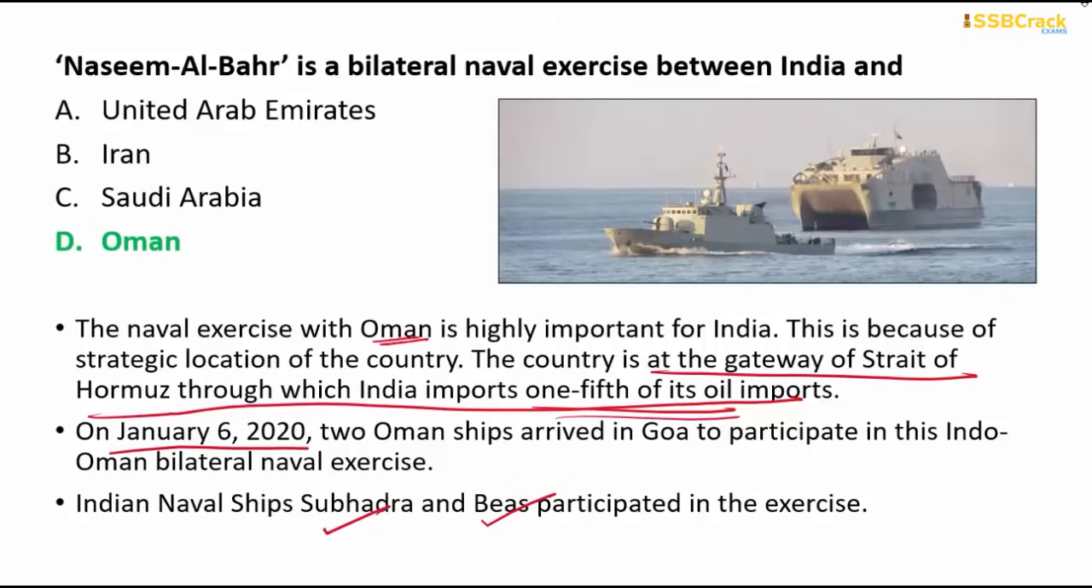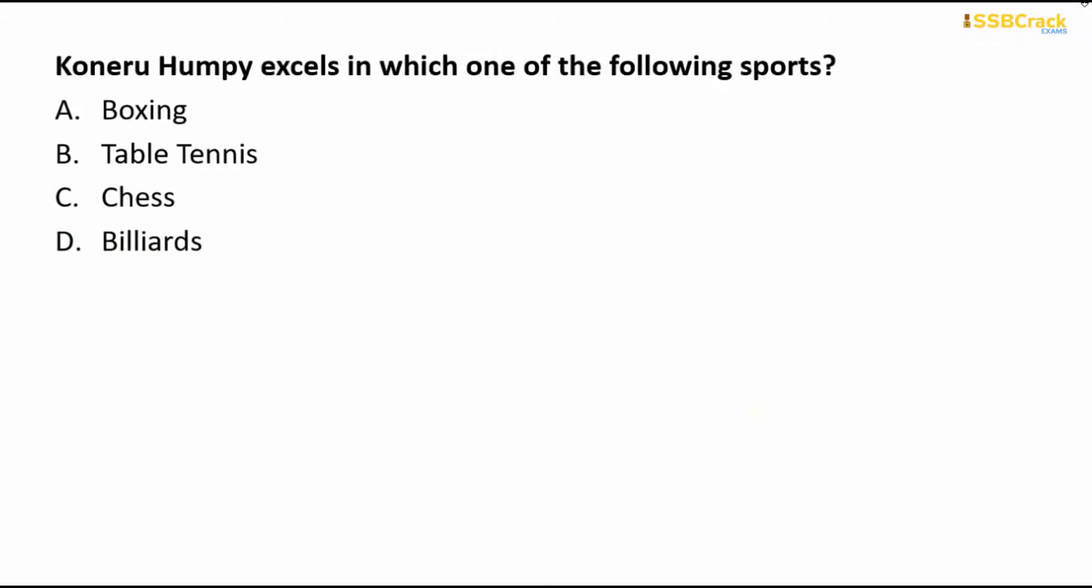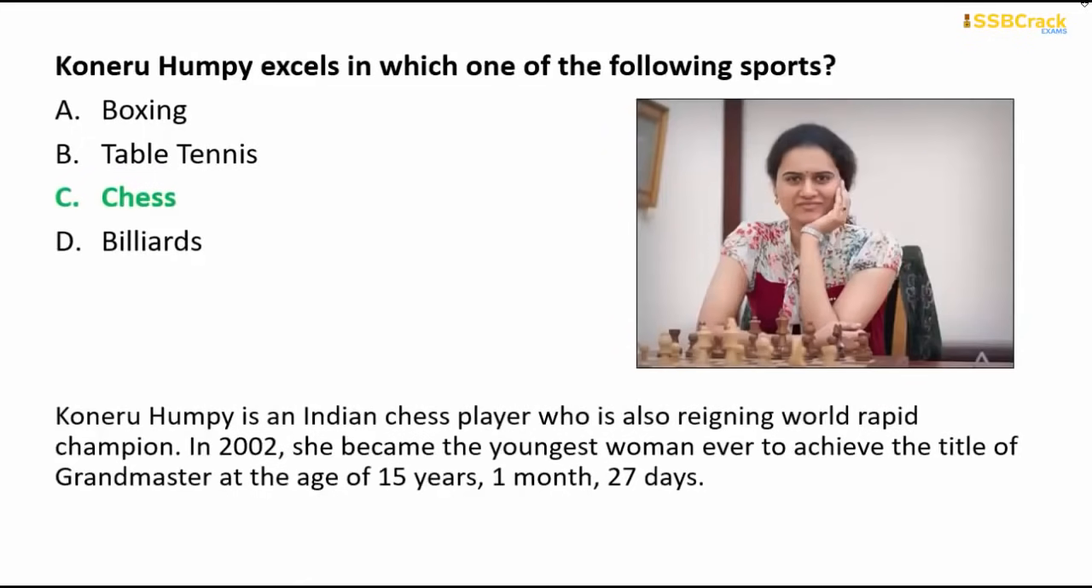Going through the next question that was asked in this question paper: Koneru Hampi excels in which one of the following sports? I repeat the question. Koneru Hampi excels in which one of the following sports? Is it boxing, table tennis, chess or billiards? So Koneru Hampi is a chess champion. Okay, she is an Indian chess player who is also the world rapid champion.